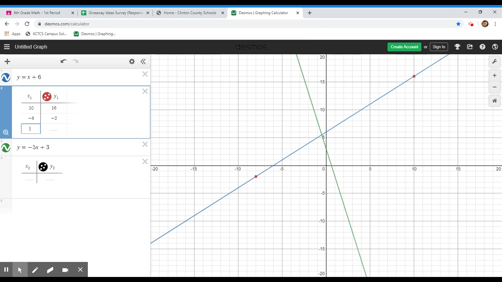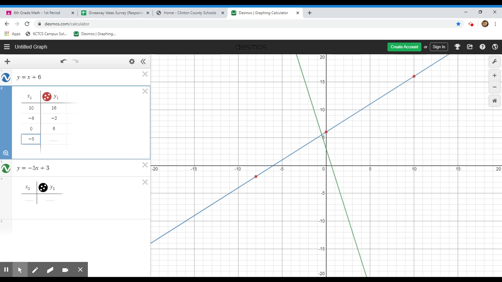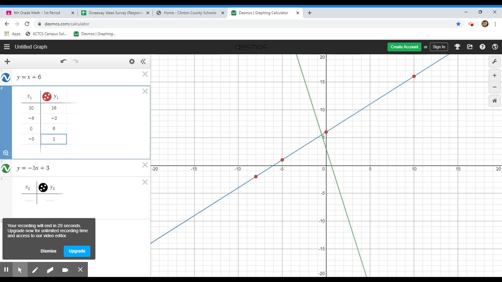So let's say 0, 6 for that one. There's another dot. And negative 5, 1. There's another dot. So we have 4 dots on our first equation's line. Now I need you to create 4 of your own, put a table in with them, and put in 4 possible points in your table also. So if you have any questions, let me know.